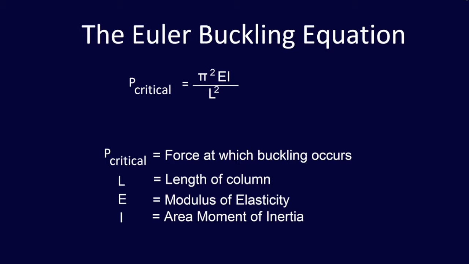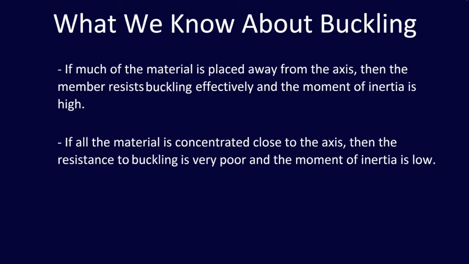Some factors to consider when trying to predict how much force is required to make a member finally buckle are the length of the member, the area moment of inertia, and the modulus of elasticity. In addition to knowing how the variables in the Euler buckling equation relate, we also know a couple other factors about buckling that will help us determine how different members buckle under force.